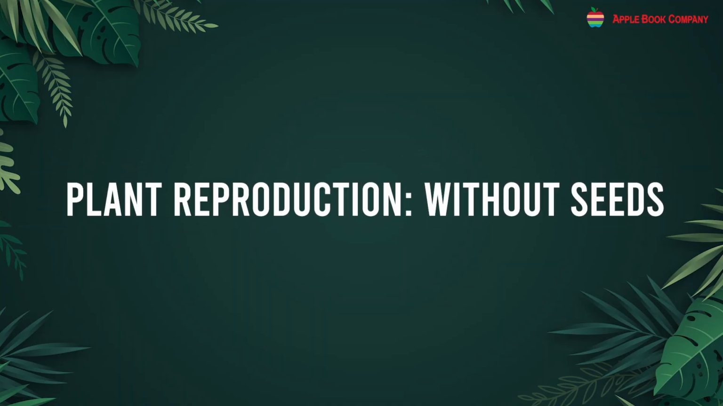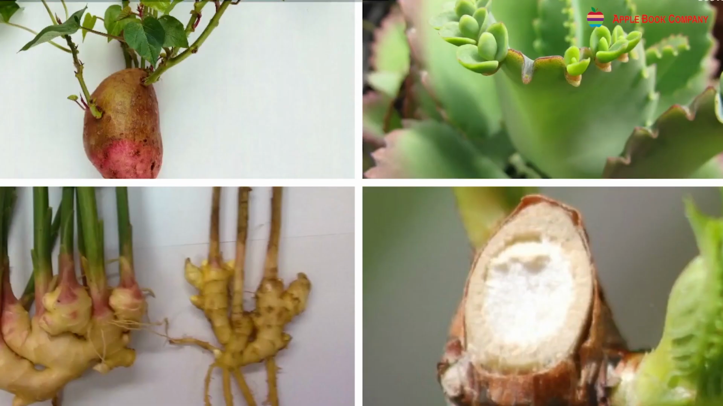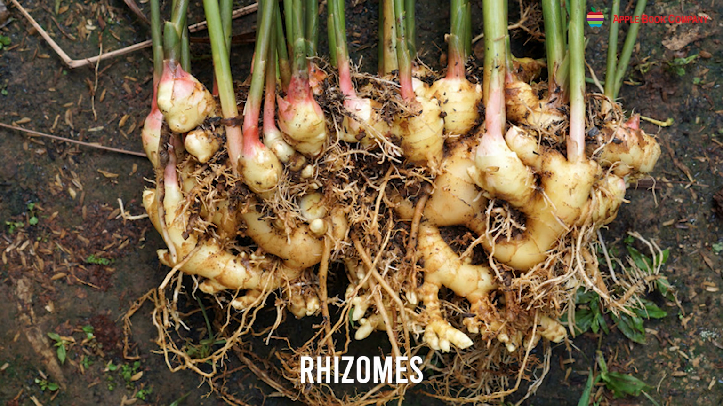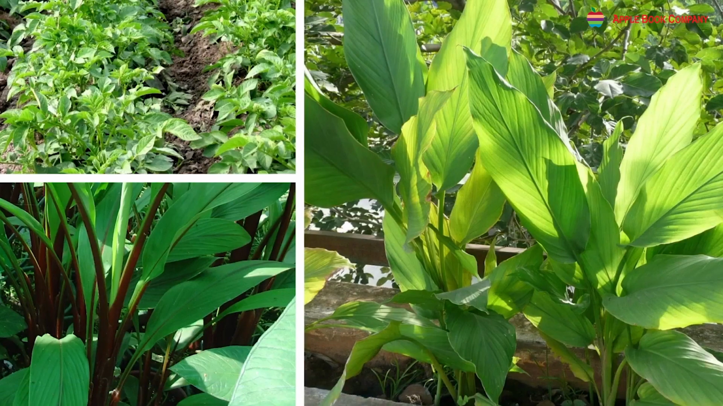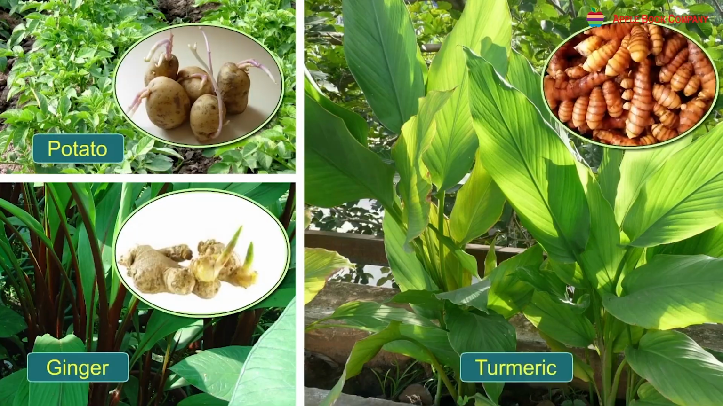Plant reproduction without seeds. It is not that seeds are the only means of reproduction in plants. There are some plants which do not produce seeds at all. There are different ways in which different plants reproduce. Some plants create offshoots of themselves. The offshoots could be in the form of bulbs, tubers, or rhizomes. These offshoots can grow into new plants. Let us learn about different ways in which these plants can reproduce.